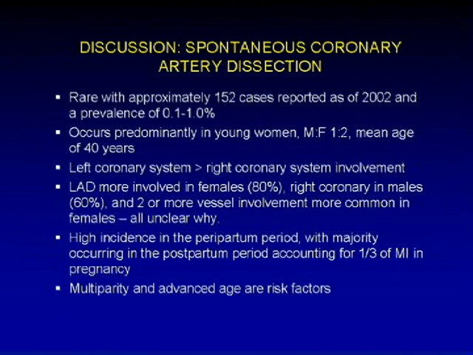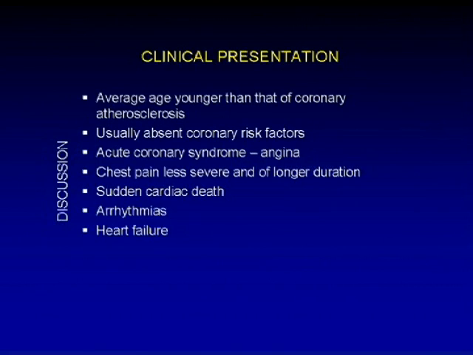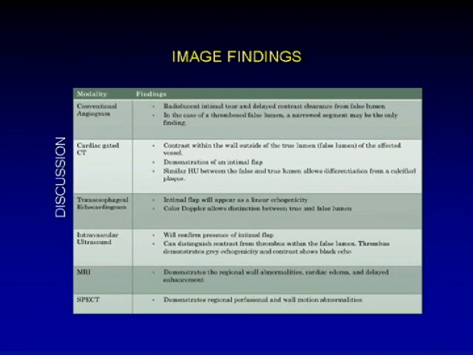There is a high incidence in the peripartum period, with the majority occurring in the postpartum period, accounting for about 1/3 of the myocardial infarctions that are seen in pregnancy. Multiparity and advanced age are risk factors. With regards to clinical presentations, these patients are usually younger than those with coronary atherosclerosis. They usually have absent coronary risk factors. They can present anywhere between acute coronary syndrome to sudden cardiac death, arrhythmias, or heart failure. Their chest pain is typically less severe and of longer duration.